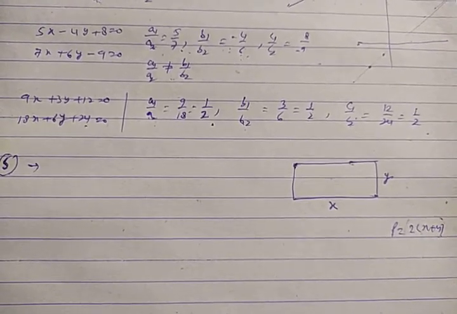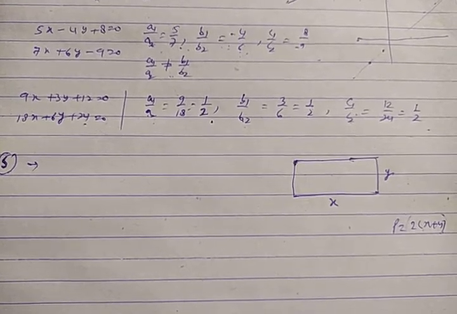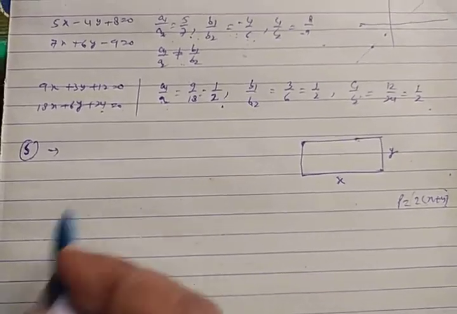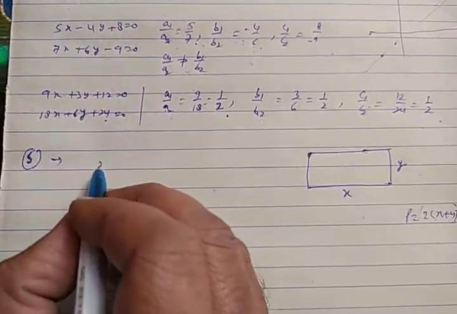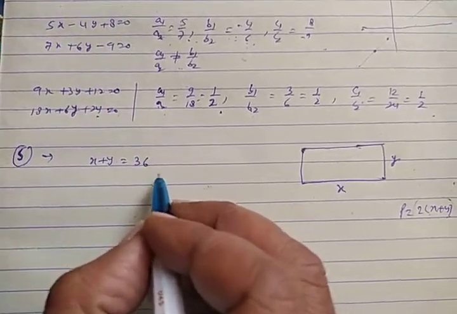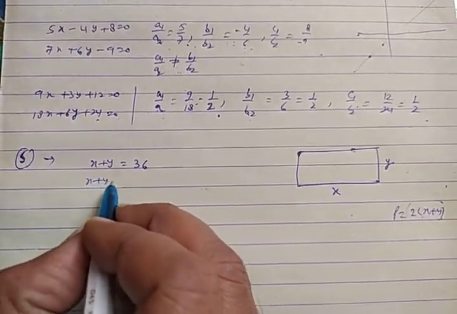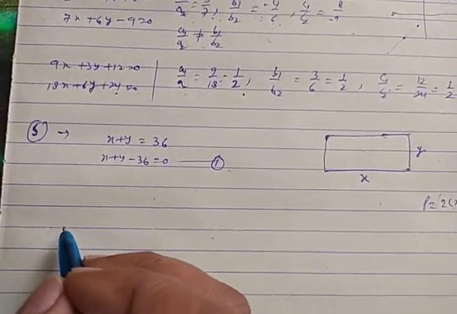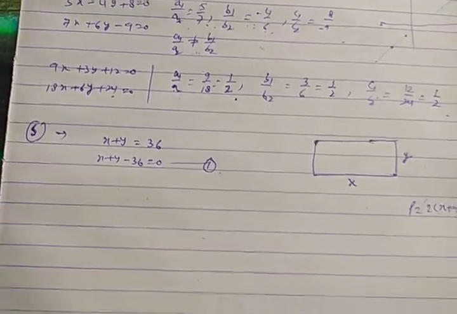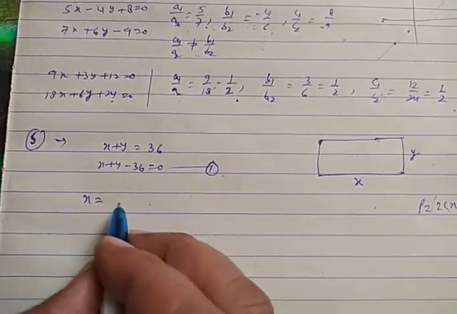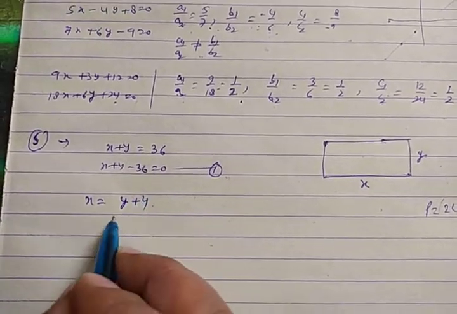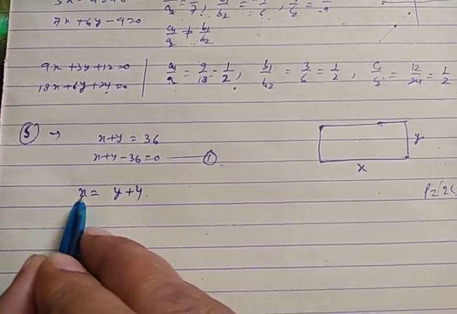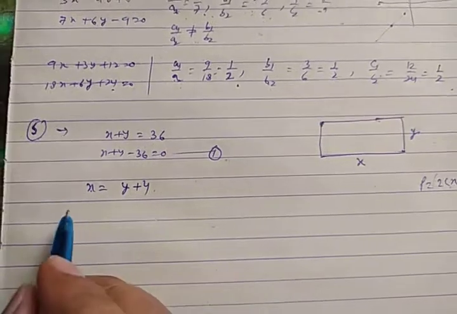The rectangular garden's length is 4 more than its breadth, and the half perimeter is 36. When you read the question, get the proper format. Half of the perimeter has been given, which means x + y = 36. Now write the equation x + y - 36 = 0 in the standard format. Length is 4 more than breadth, it means when you add 4 to the breadth, you get the length. This is according to the question.